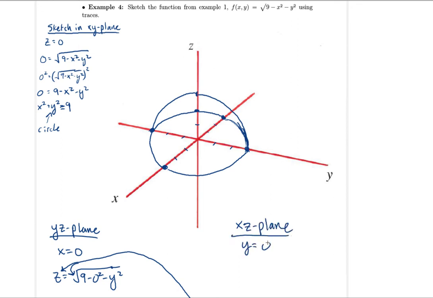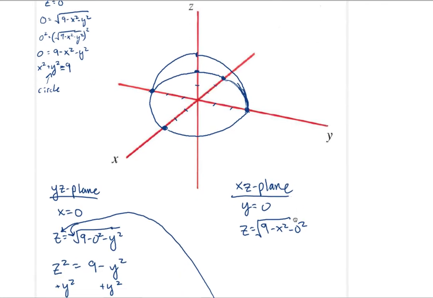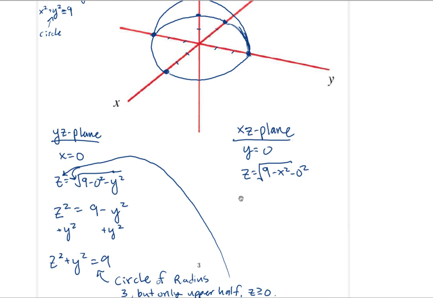And then in the XZ plane, that's when y equals 0, but that's kind of boring. That's going to be the same thing we got the last time, but it involves x and z. So z squared equals 9 minus x squared, so z squared plus x squared is equal to 9, but it's only the upper half once again.